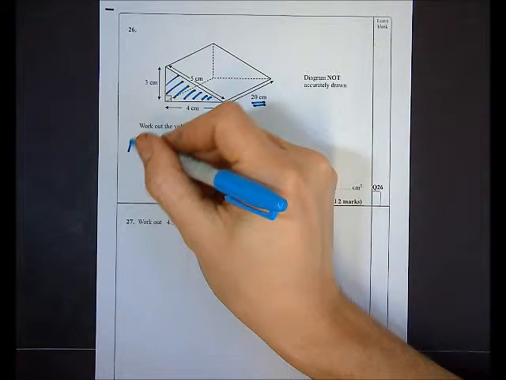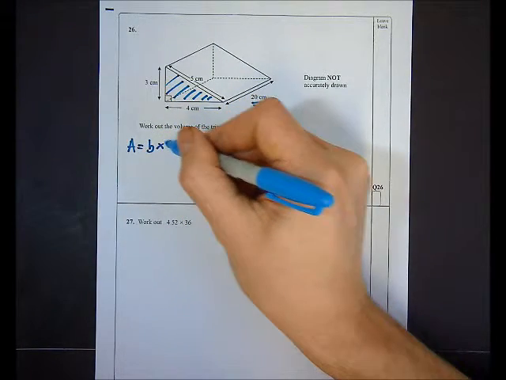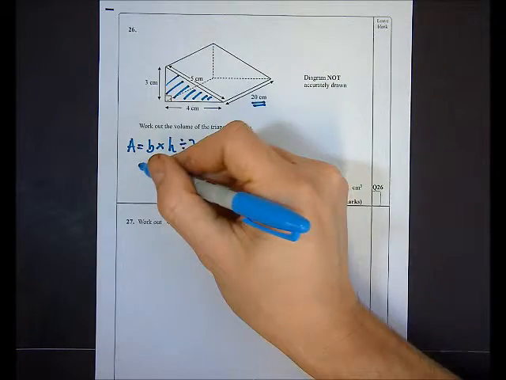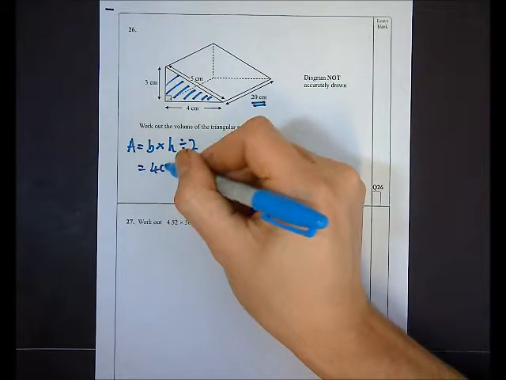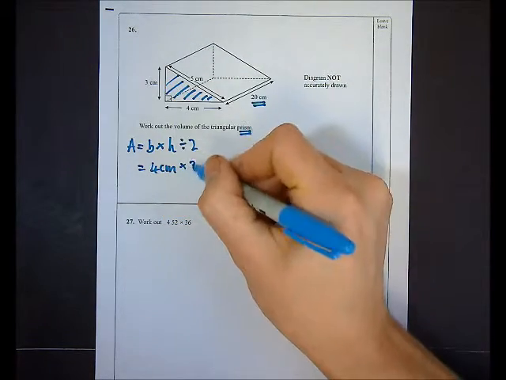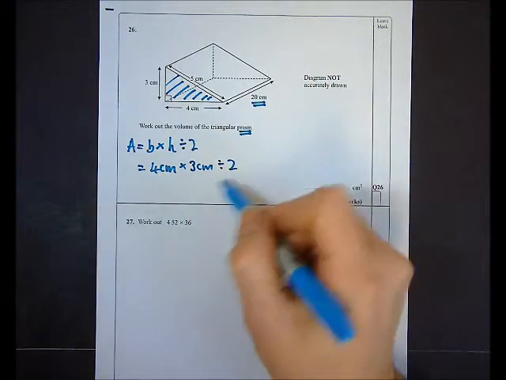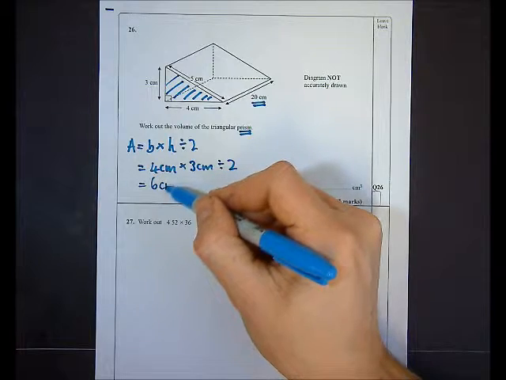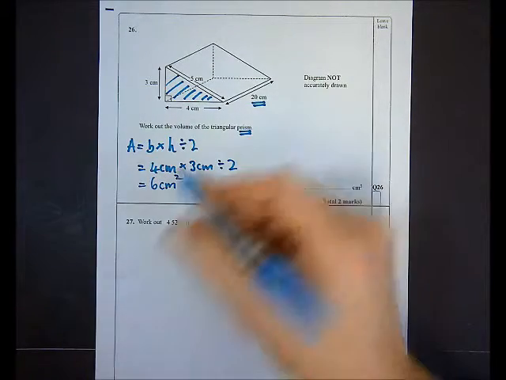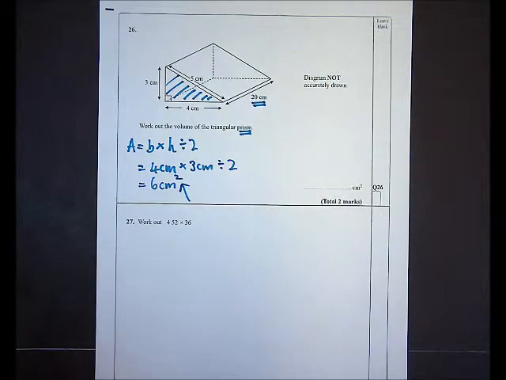So the area of the triangle is the base times the height divided by 2. The base is 4 centimeters, the height's 3 centimeters. I need to divide that by 2. So 4 times 3 is 12. 12 divided by 2 is 6 centimeters squared. And that's squared because it's an area still, it's two-dimensional.